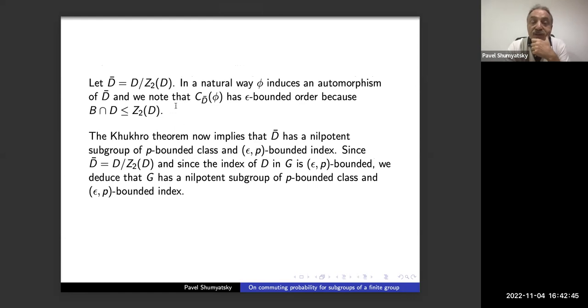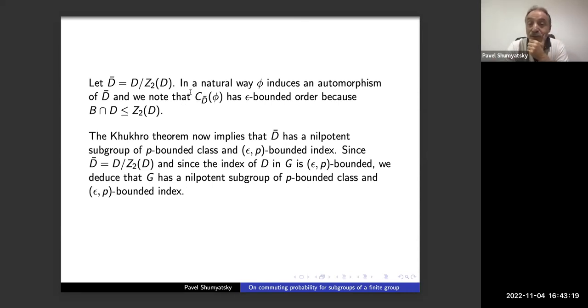Now consider the quotient. D bar is the quotient of D by the second term of the upper central series. In a natural way, phi induces an automorphism of D bar. Then we look at the centralizer of phi in D bar, and we know that it has bounded order because when we kill the second term of the upper central series, we also kill B. And B had a small index in the centralizer. So in this new centralizer, we are just left with a few elements.